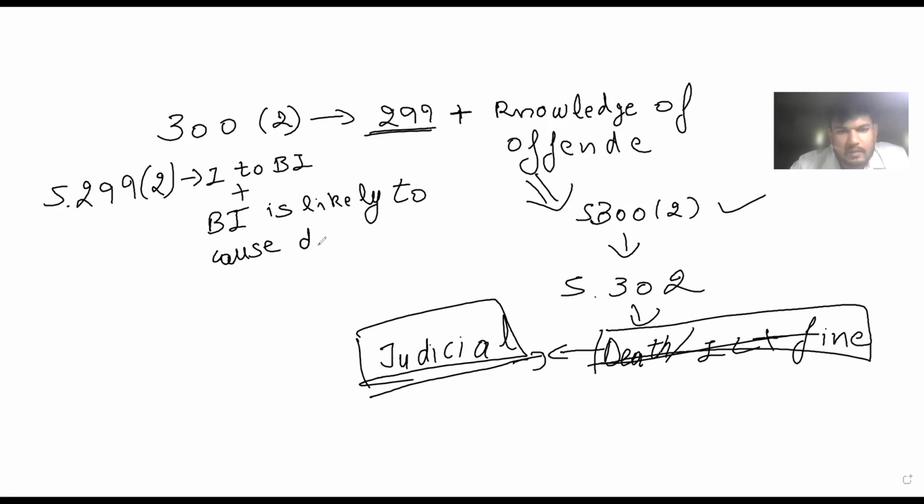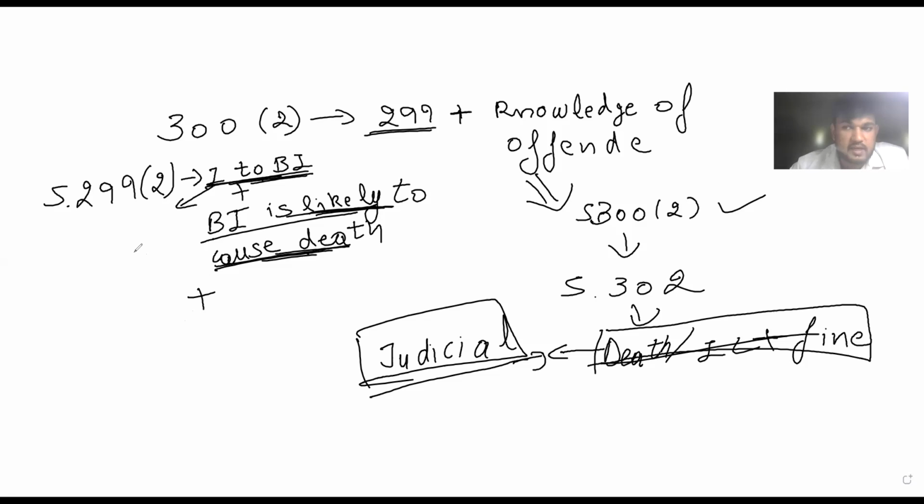What would have happened here if knowledge of the offender, look here, intention had to be proved only for the bodily injury, not for this. Intention was required to cause the bodily injury only and not other than this. For this, we need expert opinion whether the bodily injury is sufficient to cause death or is likely to cause death. For this, we need medical opinion. Once these two are fulfilled, then we move to section 302 or 3.